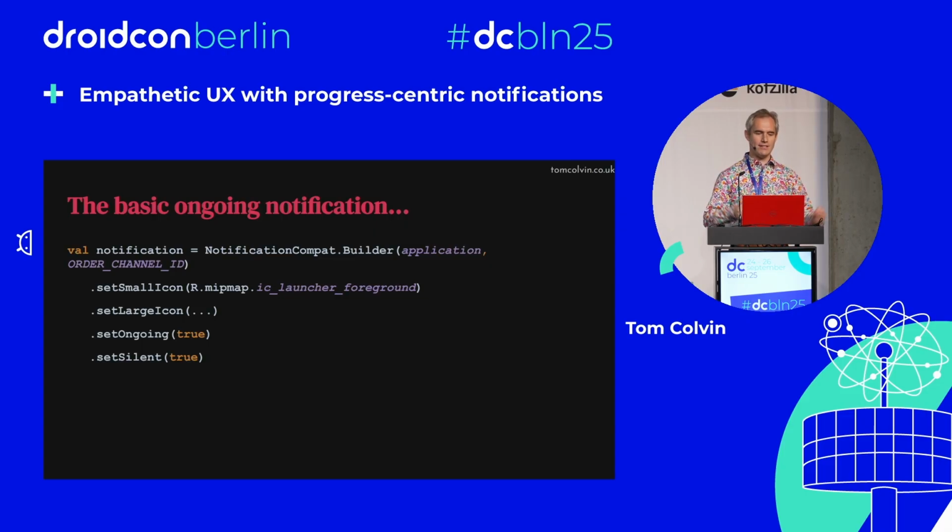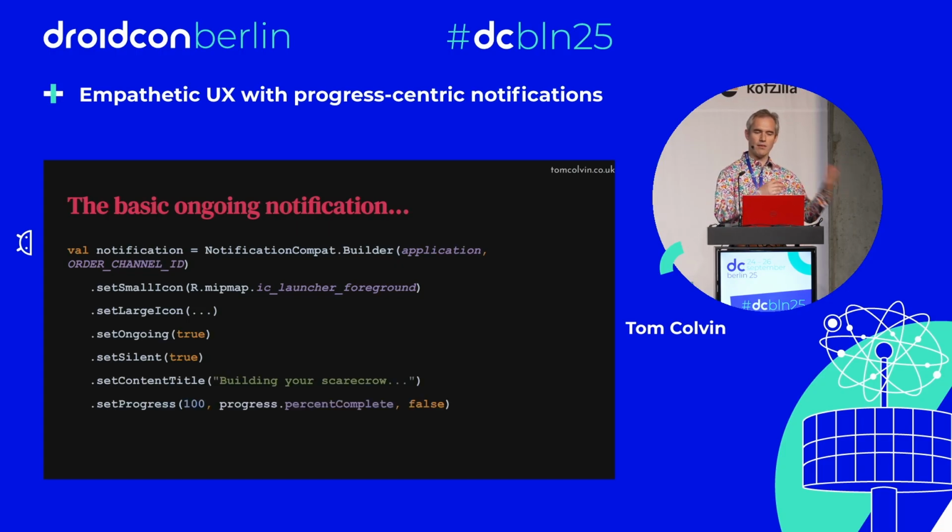We are also going to set it to silent, because our mechanism for updating that progress bar is going to be to put a notification on top of it with the same ID. And if we're not silent, then every time that notification updates, your phone is going to go ding, ding, ding, ding. So at least on subsequent notifications, we're going to set silent to true, even if not on the very first one. We give it a title, Building your scarecrow, and we set the progress. The first argument there, that 100, is the maximum progress, and then the second argument is the progress so far. And we're going to build it.